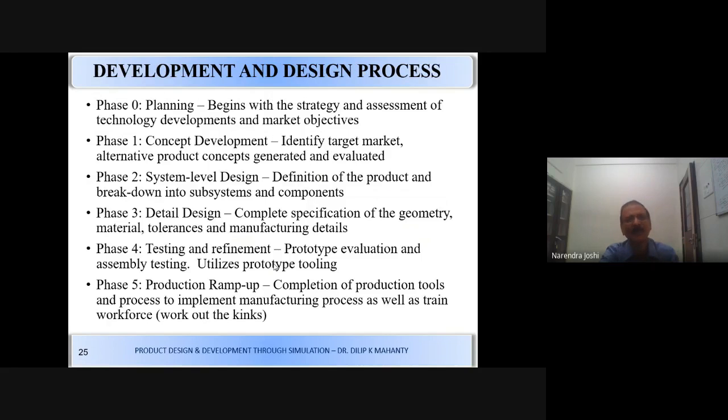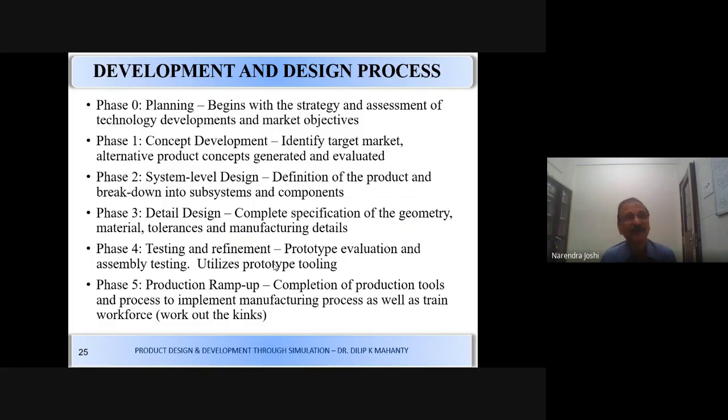I'm talking about the different development and design process. Phase 0 plan, phase 1 concept development, phase 2 system development, phase 3 detail development, phase 4 testing and refinement, phase 5. These are the things which are discussed in a box form, giving the details. This planning begins with the strategy and assessment of technology developments and market objectives. I'm addressing both market pull as well as technology push. Both I'm talking about in this planning aspect.